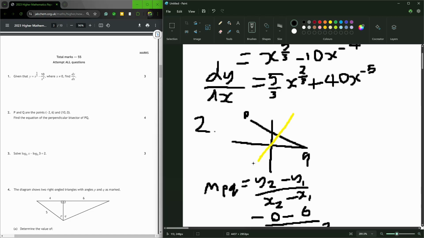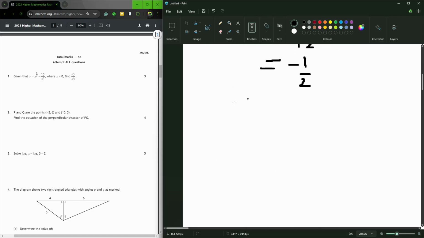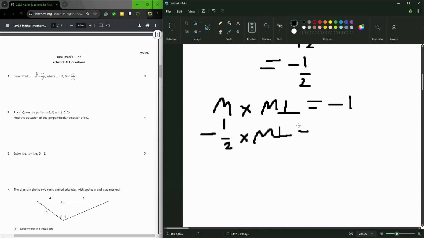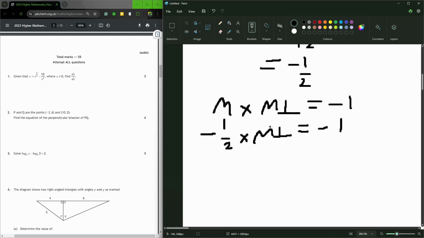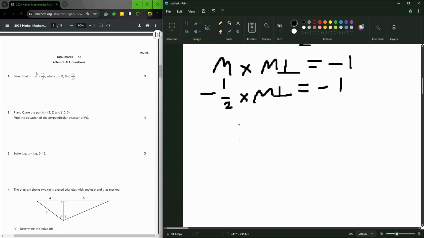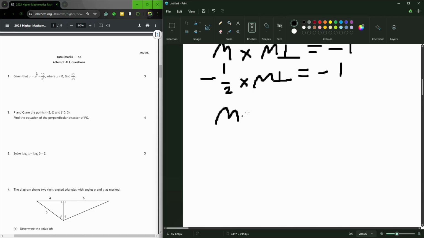We want the equation of this line going up the way. So I'm going to put it through our perpendicular gradient formula, which is this. So we're going to put it there, and then it's something times it to make it minus 1. This symbol here, this upside down T, means perpendicular. So what do you times minus 1/2 to get minus 1? Well, you just flip the fraction and change the sign, which will give us 2. Which should be our gradient of this line.